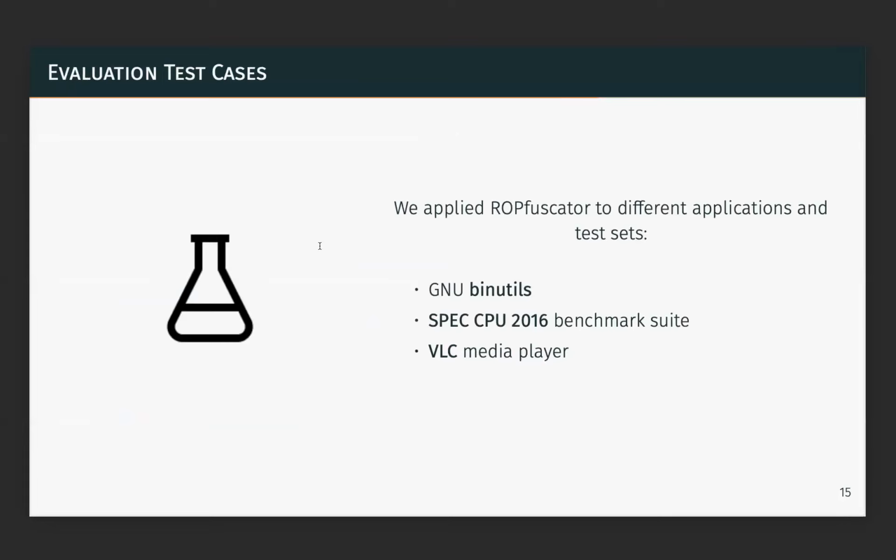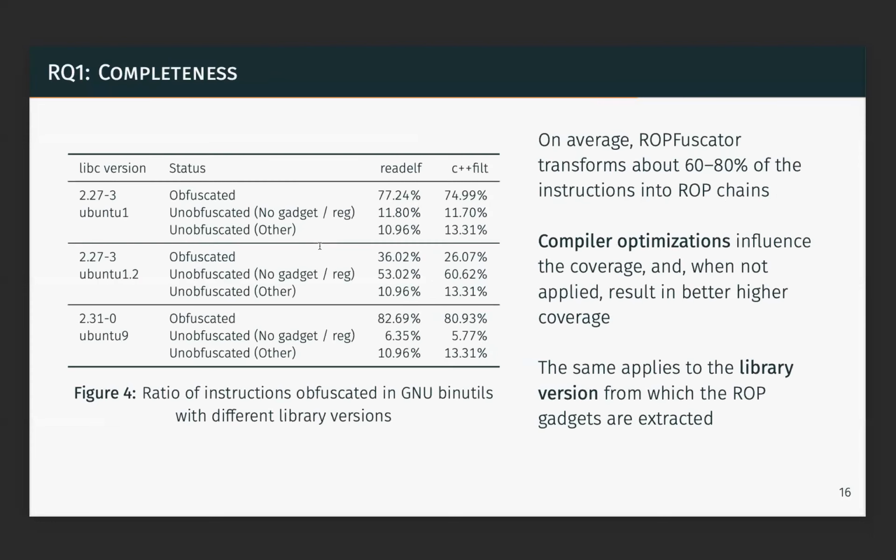So we tested the ROPfuscator on the GNU binutils, SPEC CPU 2016, and the VLC media player. For completeness, on average, ROPfuscator is able to obfuscate from 60 to 80% of the instructions. And ROPfuscator is heavily influenced by compiler optimizations. Whenever the optimizations are not present, the coverage goes up. This is due to the proof of concept nature of the implementation. And at the same time, the library version influences the coverage as well.